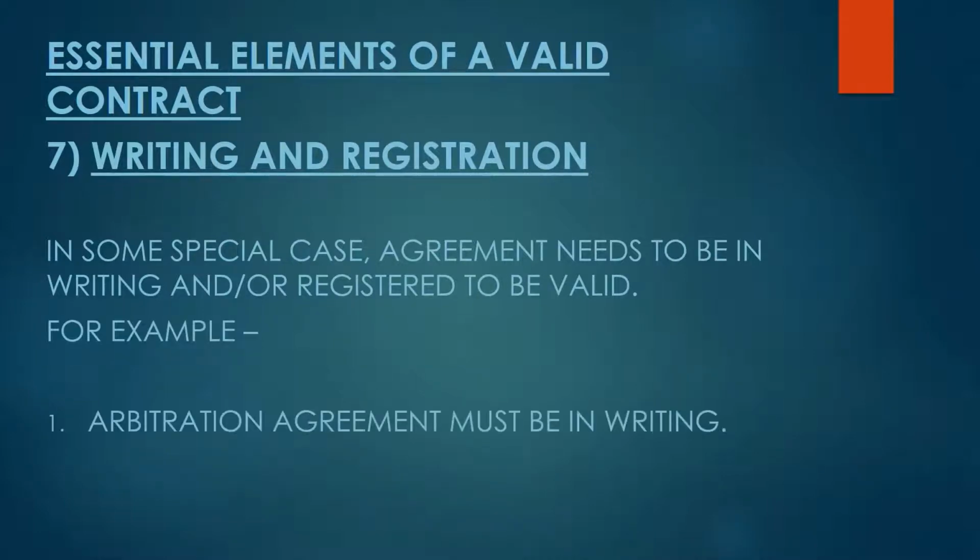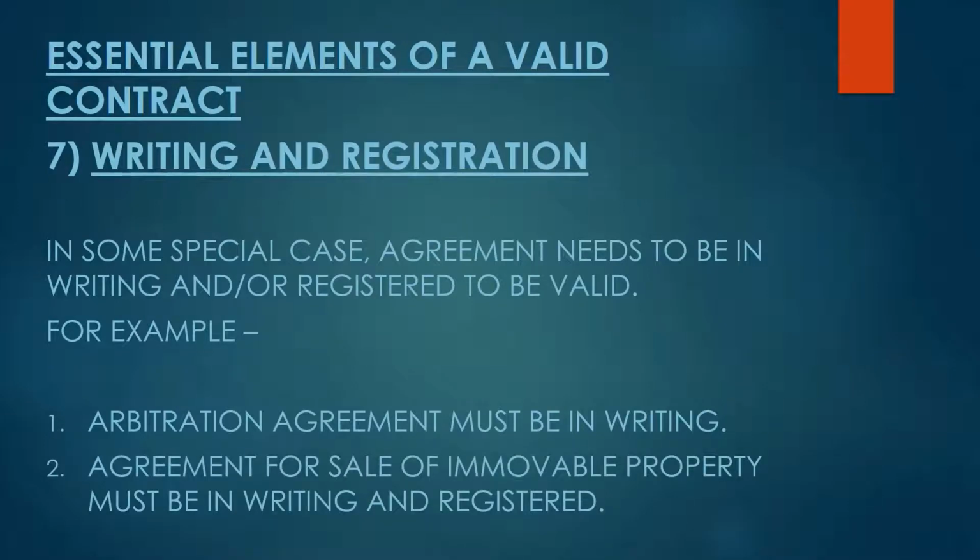Okay, so the first one is arbitration agreement. As per the Arbitration and Conciliation Act 1996, an arbitration agreement has to be in writing. The second one is an agreement for sale of immovable property. This agreement must be in writing and registered as per the Transfer of Property Act, right? So if tomorrow you verbally agree to buy a house from Mr. A and give him some token money, and later on Mr. A refuses to sell his house, you cannot go to court and enforce this contract, because the court will ask you to show the sale deed or the written agreement you have, right?